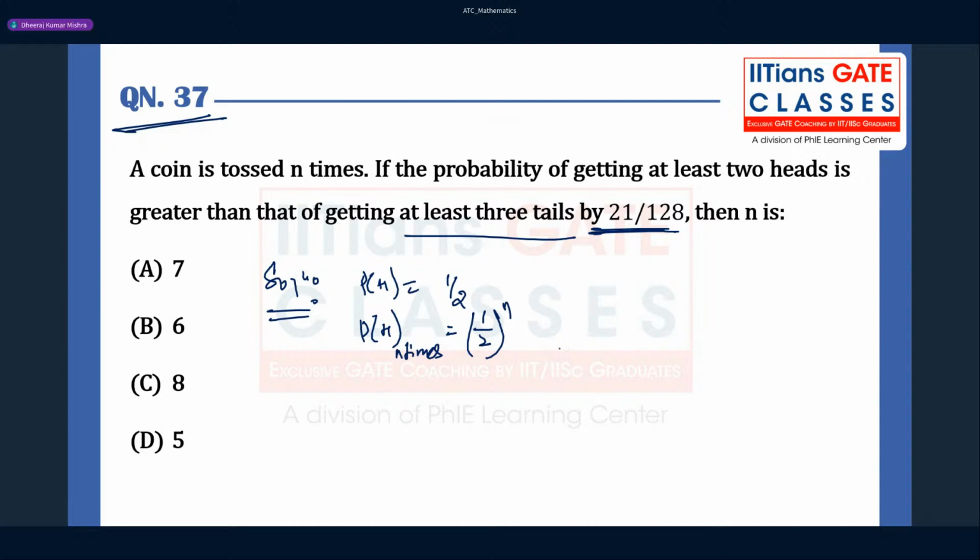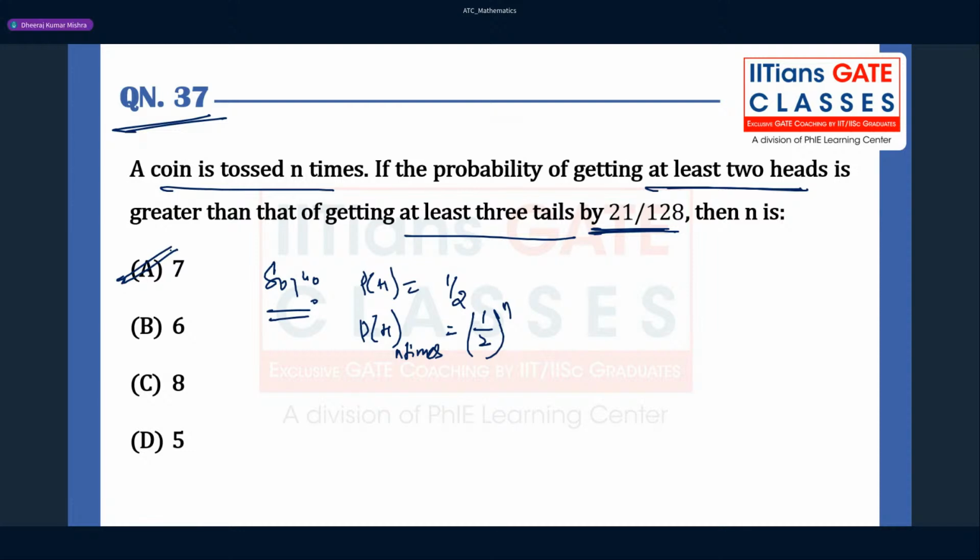Understand? Because if you draw the tree diagram, you have to toss the coin n number of times. You will get head, head, head, head, head. So the probability is going to be this. I think this is clear, right? So I think Srinidhi has answered the question. Let me check which option is correct here. Yeah, 7 is correct. Very good. So for you, there is a chance in the Airports Authority of India Limited because you are doing well, right?